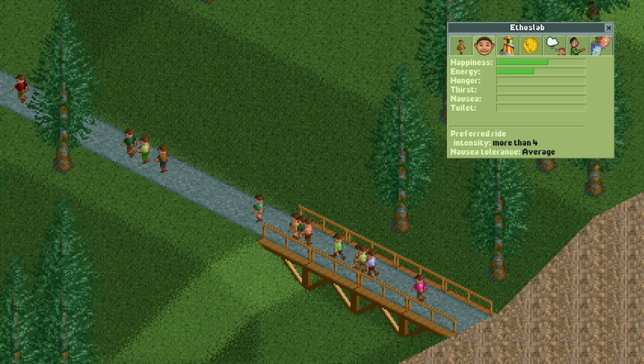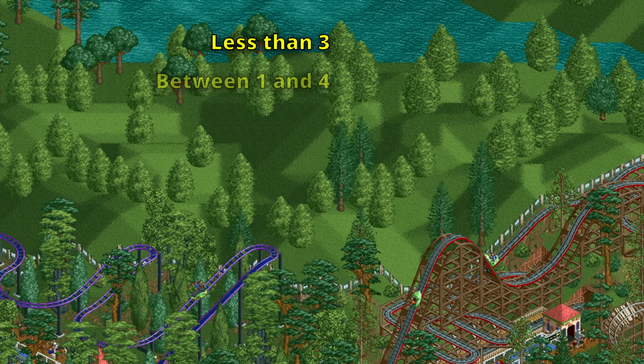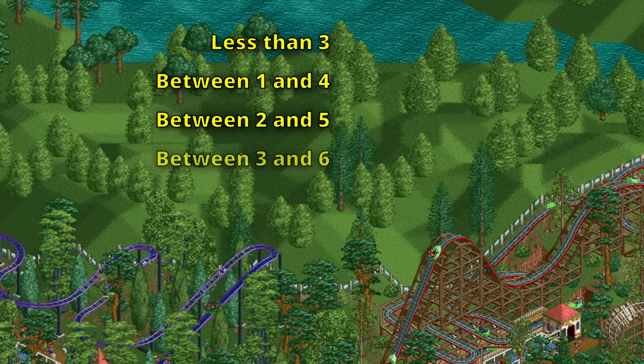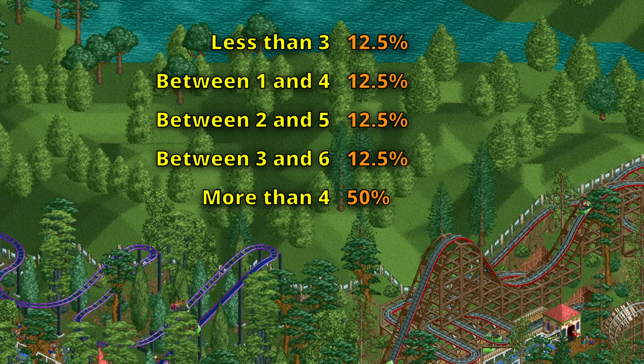When a guest spawns, it will randomly be assigned an intensity preference and a nausea tolerance. There are 5 different possibilities for the intensity preference: less than 3, between 1 and 4, between 2 and 5, between 3 and 6, and more than 4. The last one, more than 4, has a 50% chance of being picked, while the others all have just a 12.5% chance. So right off the bat, already half of your guests will ride all your big intense roller coasters as long as those coasters stay under 10 intensity.